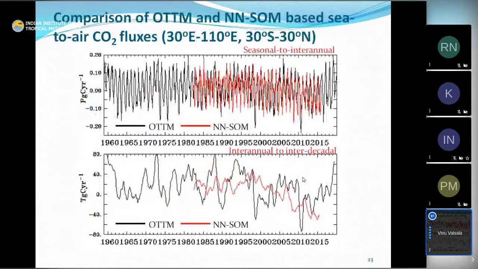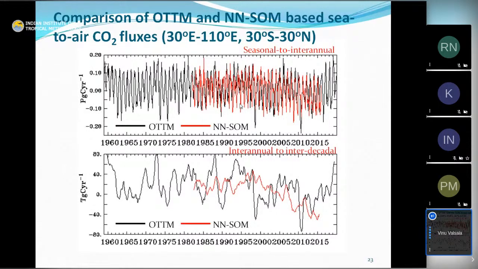Now, I have also offered a comparison between area integrated fluxes. That means the total flux of the Indian Ocean integrated over the Indian Ocean region between OGTM, our model, and a neural network based self-organizing map data gap filled data by Landschützer, which is available for a limited period. So you see that there is a nice match. This is in petagram carbon per year. You can see a reasonable match both in seasonality and the long-term variability between these two data products. That is giving confirmation that our model is in the right direction.